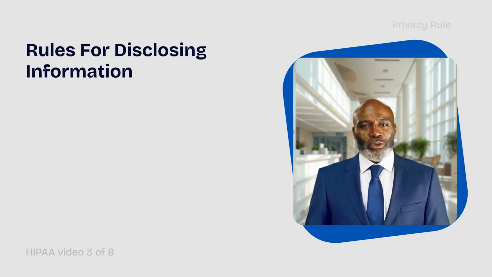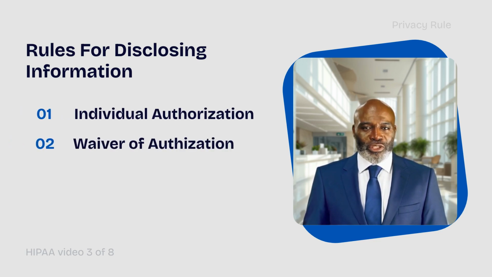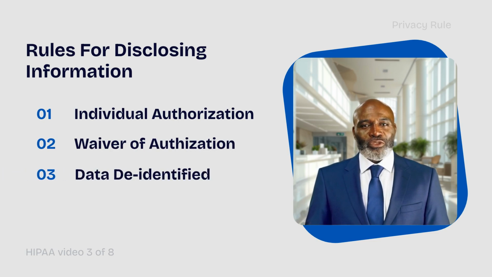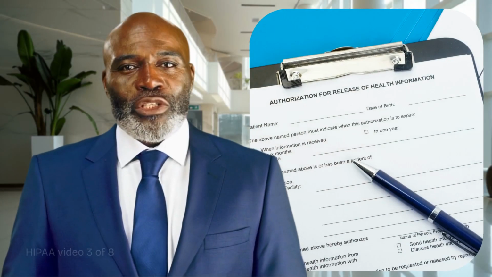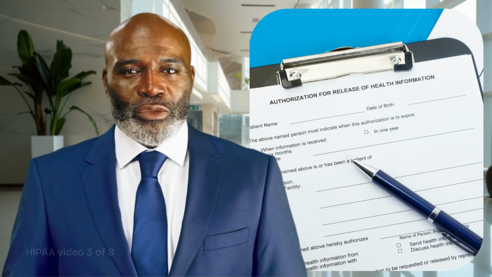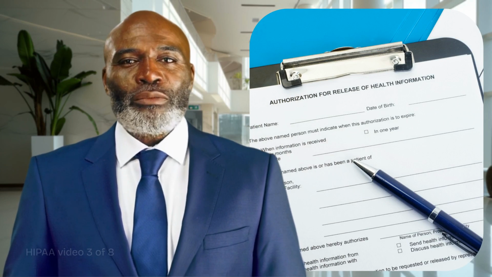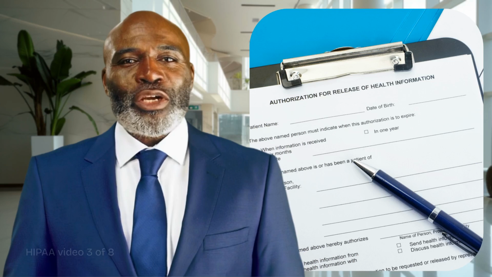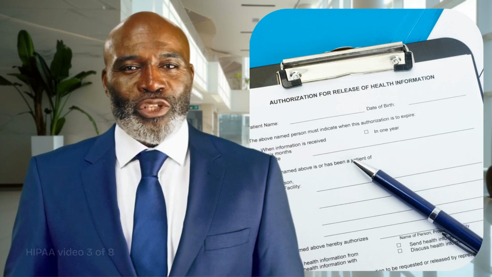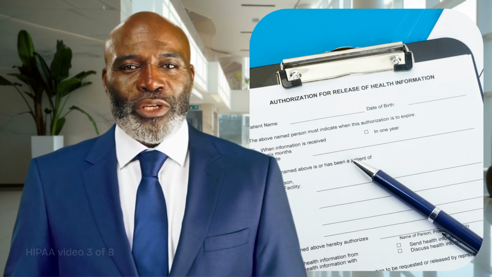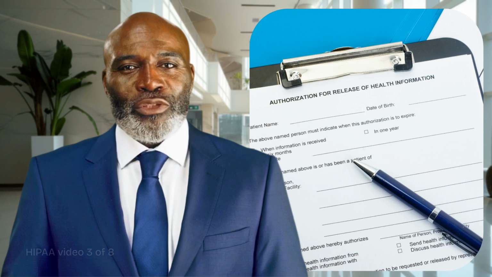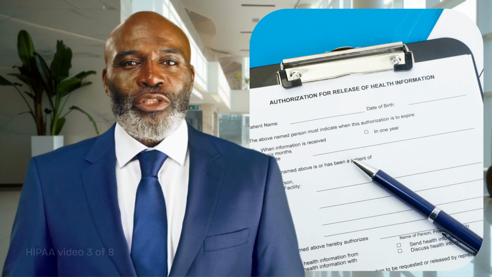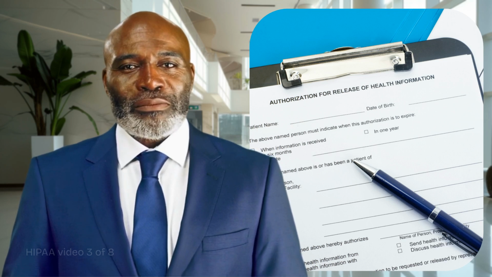Generally, there are three main ways we can access PHI for research: with individual authorization, through a waiver of authorization, or if the data is de-identified. First up, obtaining individual authorization. This is the most straightforward way. Before using someone's PHI, you get their written permission. This authorization must be specific about what information will be used, who will use it, and for what purpose. This is about transparency and giving control to the participant.